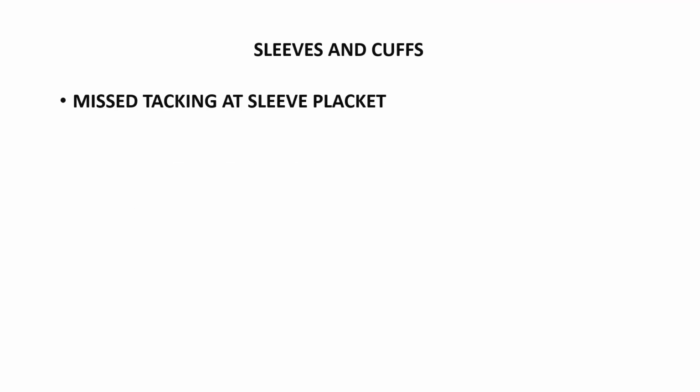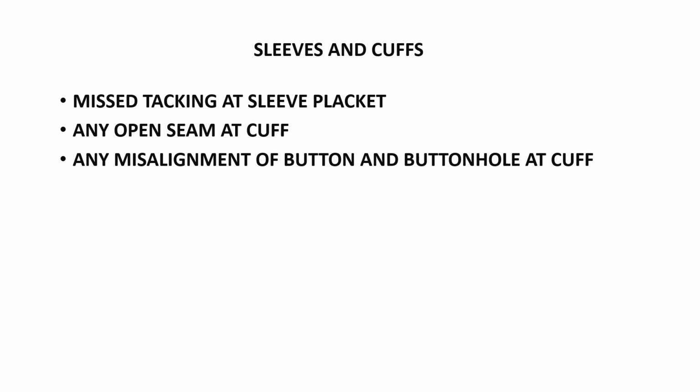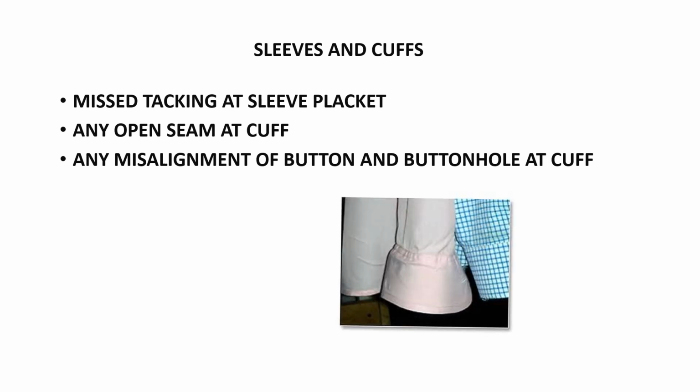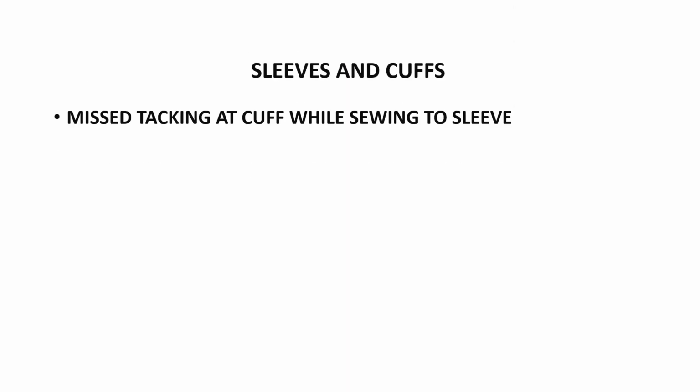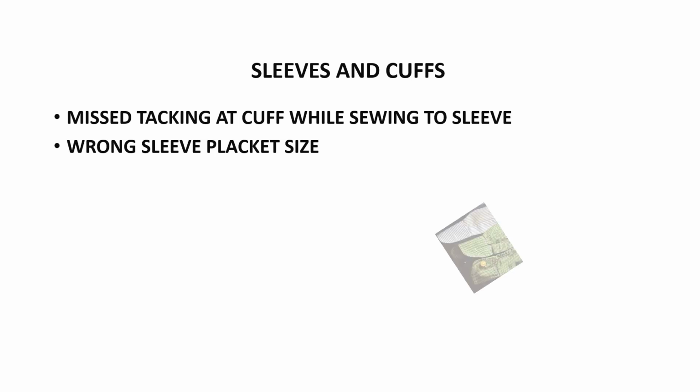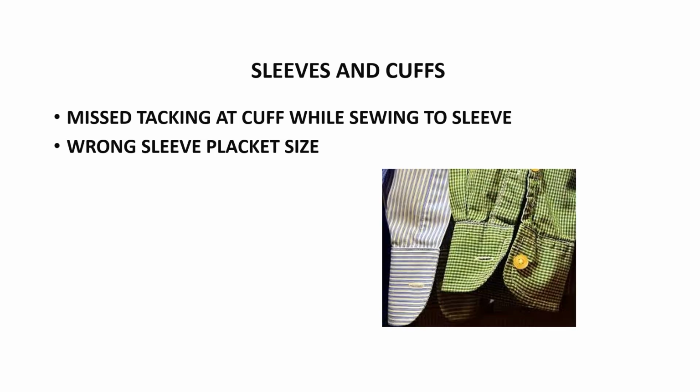Any uneven length or twisting at the sleeve placket is to be controlled correctly. And mistacking at the sleeve placket sometimes happens. Open seams at the cuff area happen. Misplacement or misalignment of the buttons and buttonholes at the cuff area may also happen. Then mistacking of the cuff while sewing to the sleeve is also important. Then wrong sleeve placket size is another area one must look into.